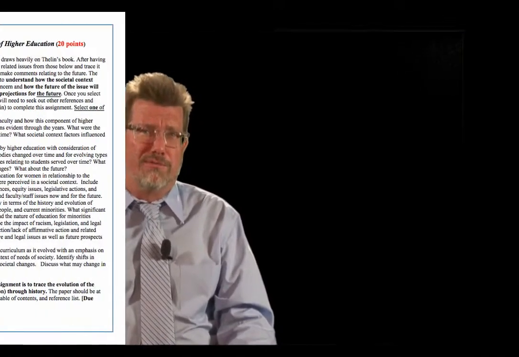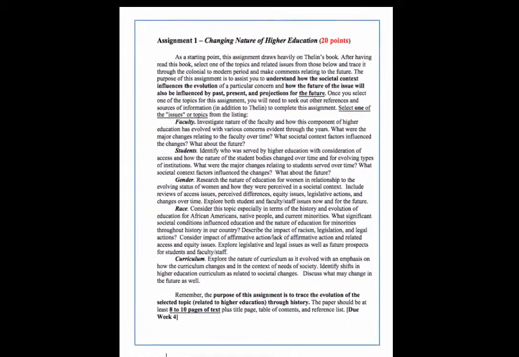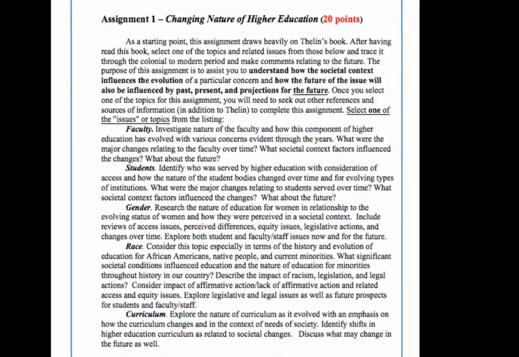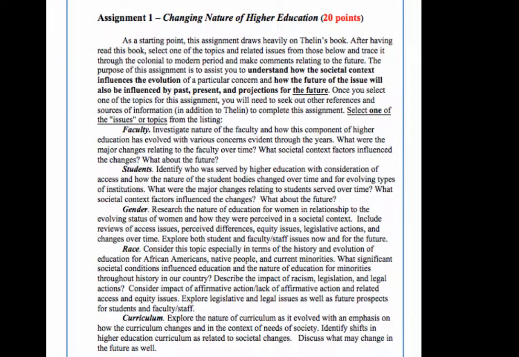It's not about your designated college or university that you're going to be writing about for assignment number 2 and assignment number 3. But you're going to choose one topic from the list, if you look at the course syllabus, and you're going to trace that topic as how it evolved and grew through the 376 years of American higher education.